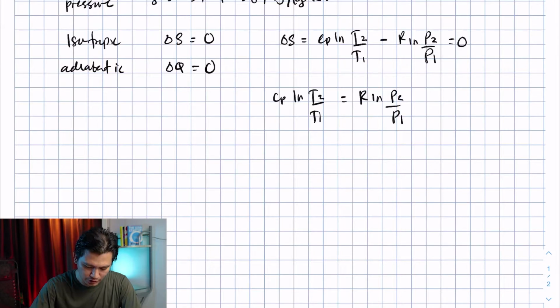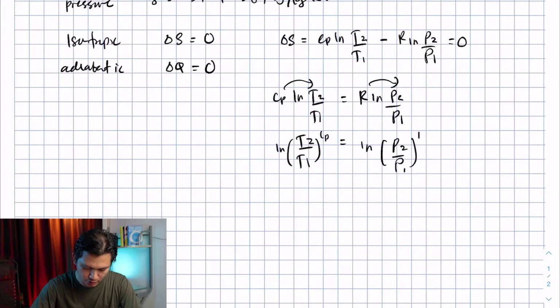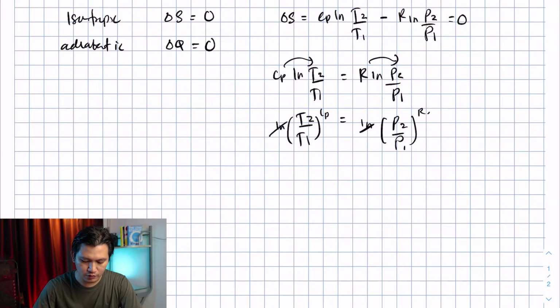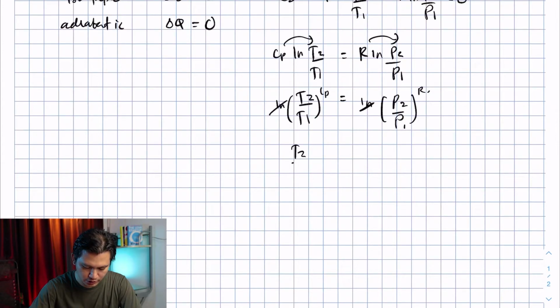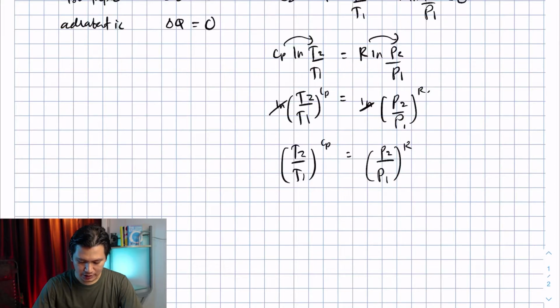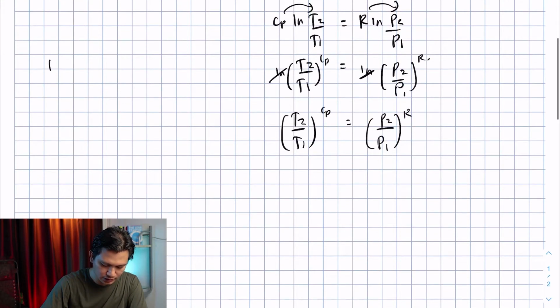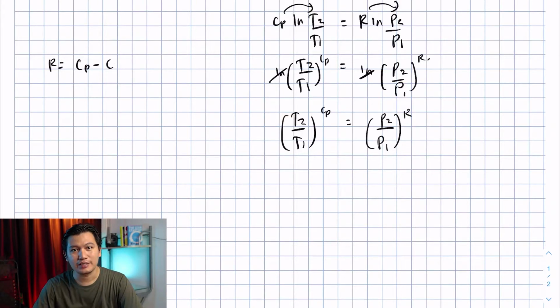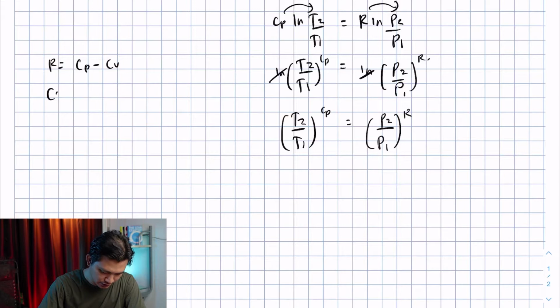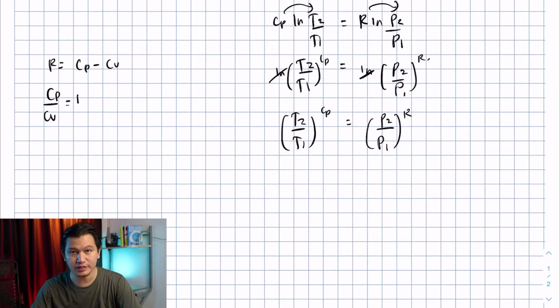When we are dealing with ln, we can always bring Cp and R inside as powers. So ln of T2 over T1 to the power of Cp equals ln of P2 over P1 to the power of R. If we remove the ln from both sides, we end up with T2 over T1 to the power of Cp equals P2 over P1 to the power of R. But we know that R is equal to Cp minus Cv, and Cp over Cv is called the specific heat ratio, which is K.